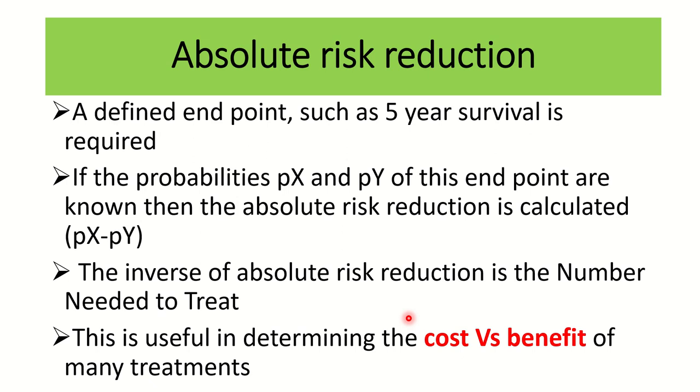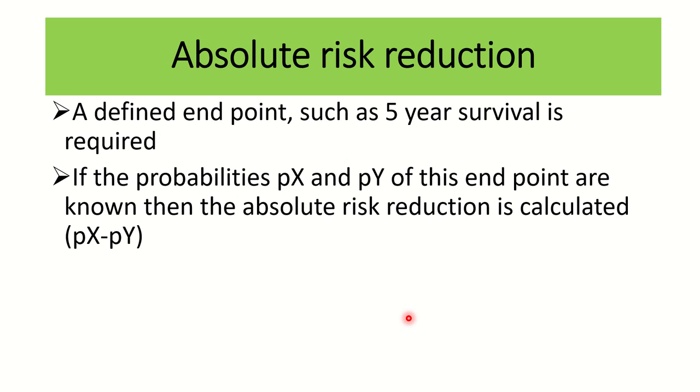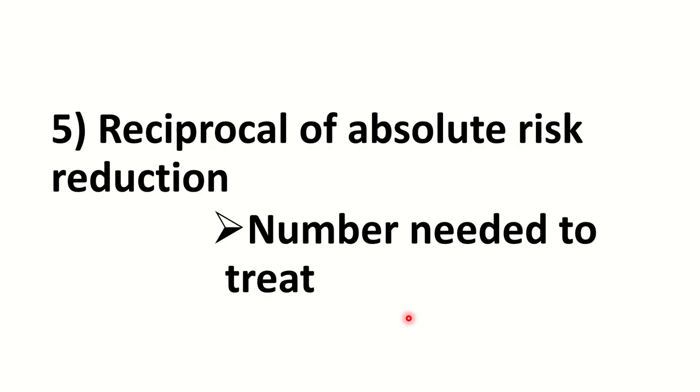So our answer, that is the absolute risk reduction. The answer is the number needed to treat. That means the reciprocal, the opposite of the absolute risk reduction. It is number needed to treat.